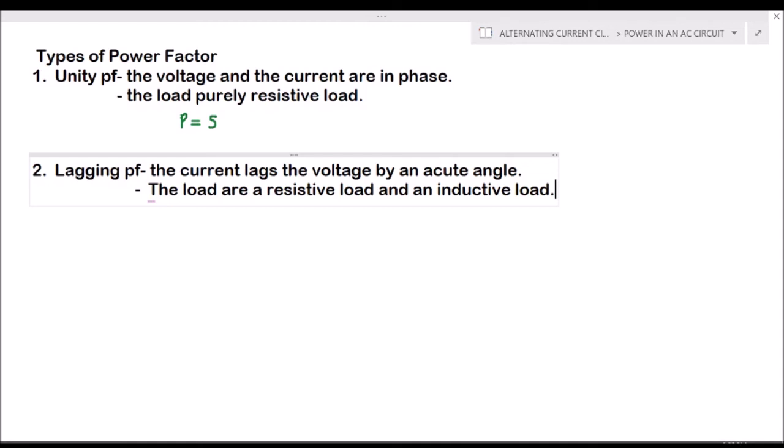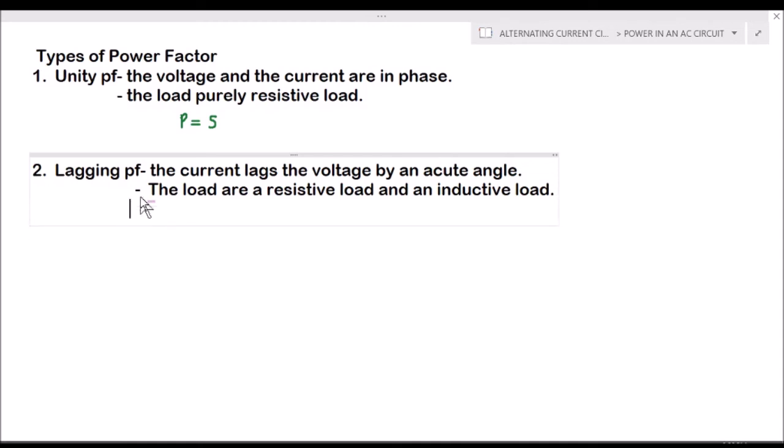So if there is an inductive load, then no matter if there is a larger amount of resistive load present on your system, your power factor will still be lagging, and your current will also lag the voltage by an acute angle. So if your load is purely inductive, your power factor is lagging, but the power factor angle is equal to 90 degrees.